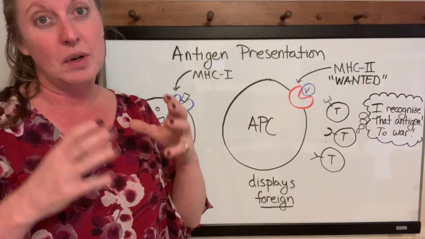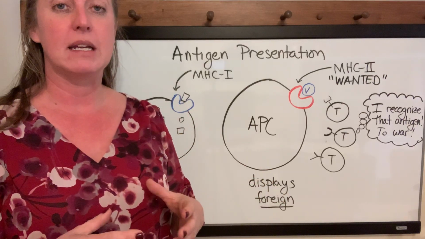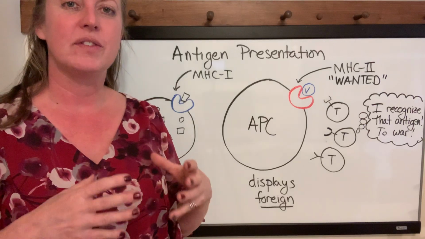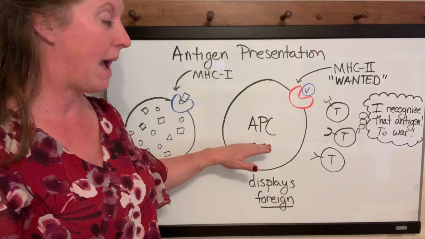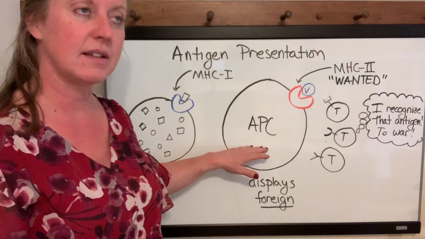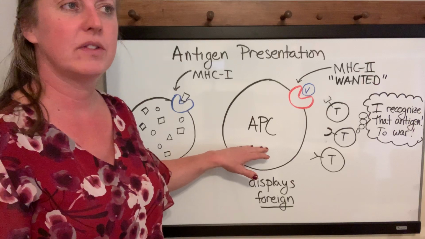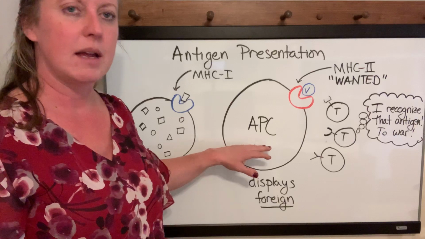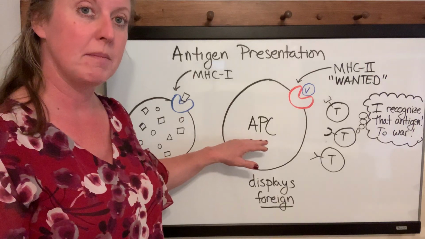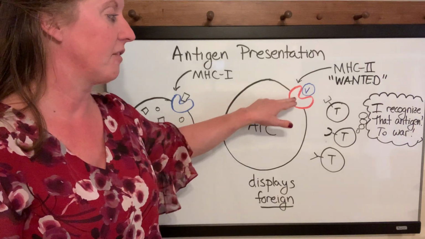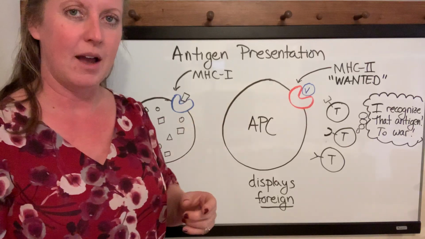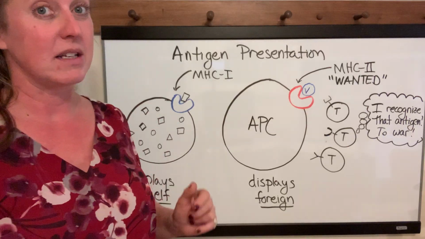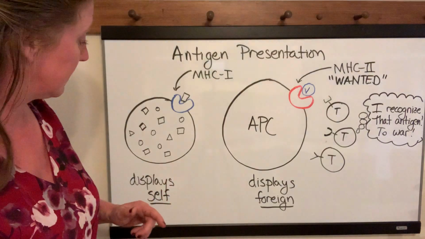Antigen presenting cells are not a particular cell type, but instead are cells that have a particular function. So macrophages are antigen presenting cells, dendritic cells, B cells. There are lots of different cell types that can do this, but only those cell types have an MHC2. Now, you may have forgotten already what an MHC1 is, so let's look at the difference.